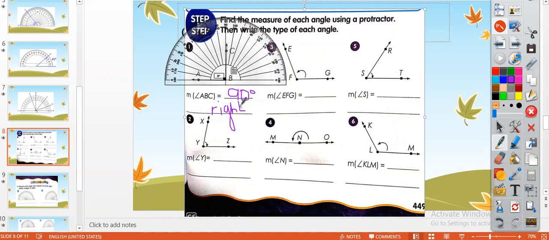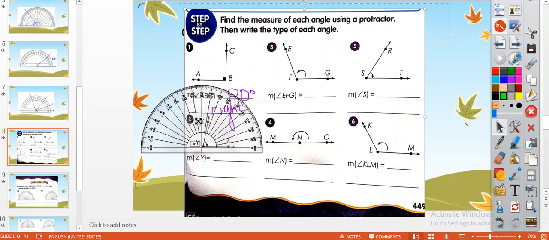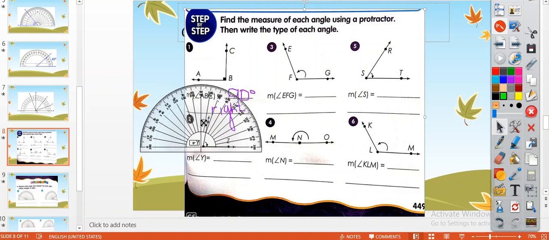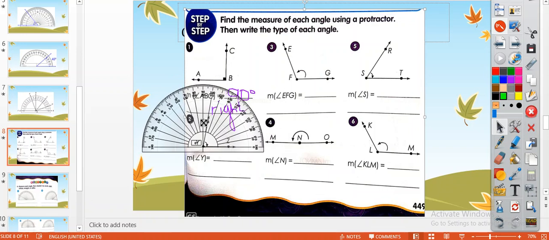Okay, go to the second question, question 2. Take the protractor again and place the vertex here on the intersecting point. Make sure that it is exactly on the vertex. The line down is exactly on the line of the angle. Then go to the other line. It will measure. Remember, use the 0, 10, 20, 30, 40, 50, 60, 70, 80. So the angle measures 80, and it is an acute angle.